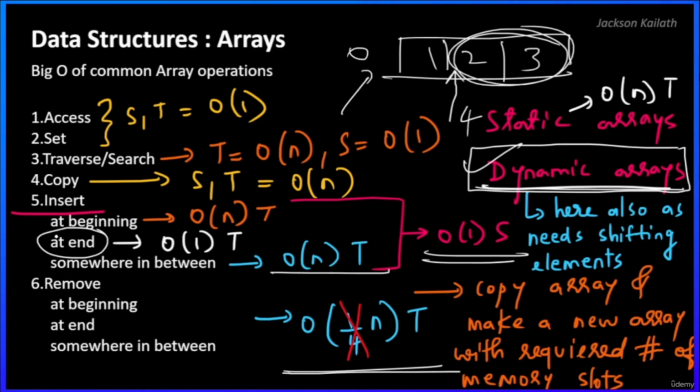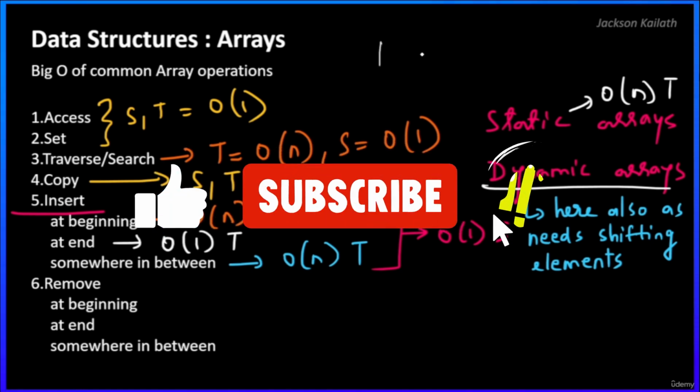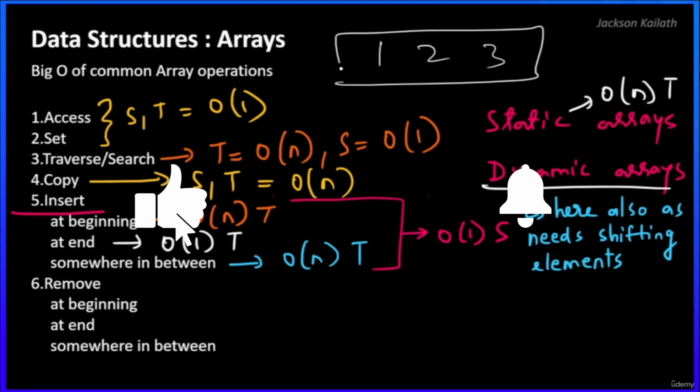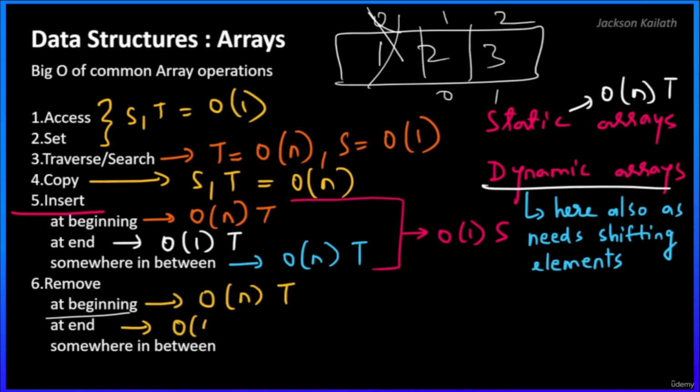Now let's proceed. Now we come to removal. When it comes to removing, let's say this is the array 1, 2 and 3. If you want to remove from the beginning, then we'll have to shift these positions and re-index them, right? So initially this is 0, 1 and 2. Now if we remove this, this is going to be 0 and this is going to be 1. So we have to shift the elements and re-index them. So removing at the beginning is going to be an O of n time operation.